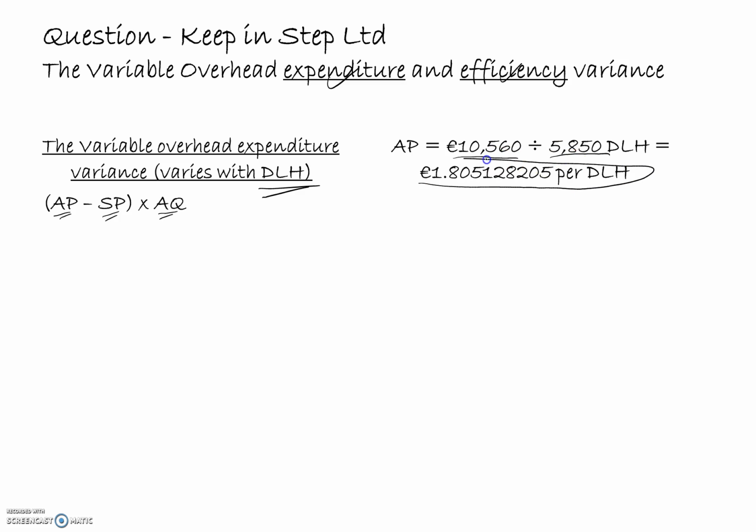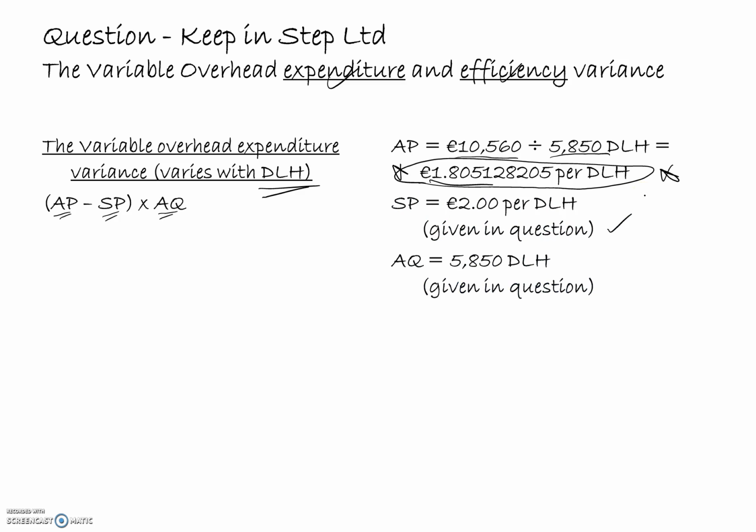Now this gives us quite an unusual figure here, but we're just going to hang on to that figure and keep it in our calculator. We have the standard price given in the question, and we have the actual quantity. Now, leaving this figure sitting in my calculator, I'm going to pop it in here and multiply it all out, and it comes out at 1,140 favourable. General advice is do not round numbers when you're in the middle of a calculation. Wait till you get to the end before you round them.